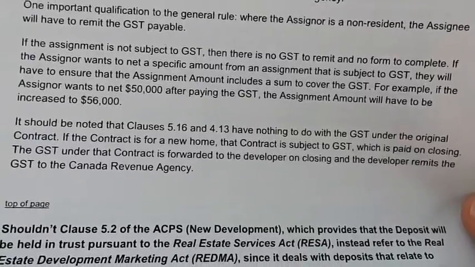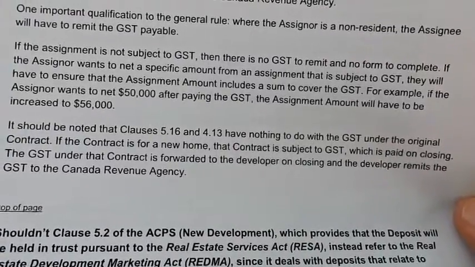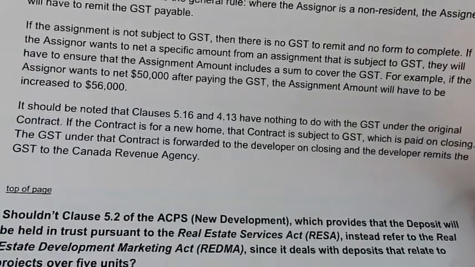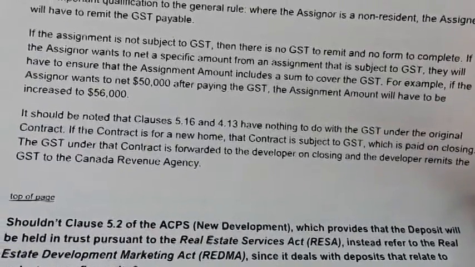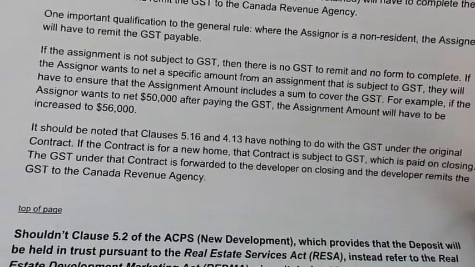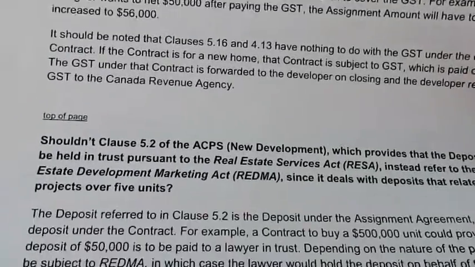It should be noted that Clauses 5.16 and 4.13 have nothing to do with the GST under the original contract. If the contract is for a new home, that contract is subject to GST, which is paid on closing. The GST under that contract is forwarded to the developer on closing, and the developer remits the GST to the Canada Revenue Agency.